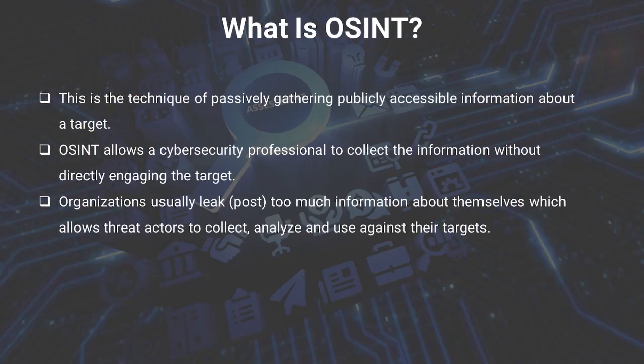So you're probably wondering, what exactly is OSINT, or open source intelligence? To put it simply, this is a technique of passively gathering publicly available information about a target. So you're probably wondering, what do we mean by passively gathering? The first phase in penetration testing, ethical hacking, or even hacking generally, is information gathering or reconnaissance. There are two types of information gathering or reconnaissance: active, and the other one is called passive. Passive simply uses an indirect approach to gather information about the target without directly engaging the target.